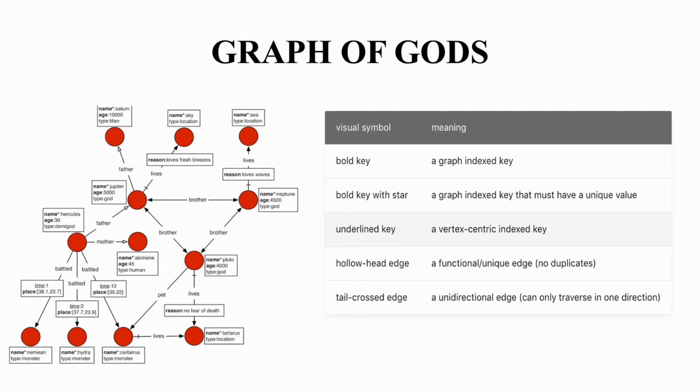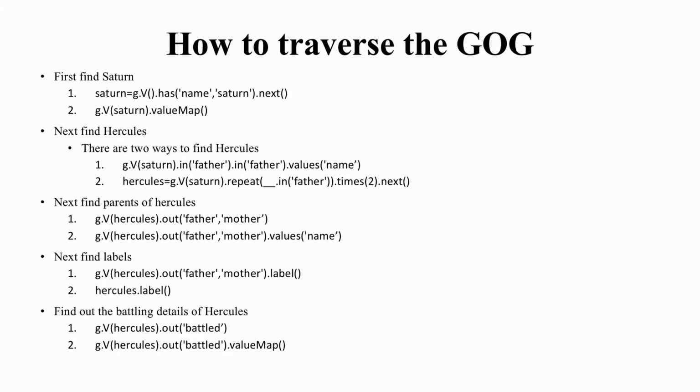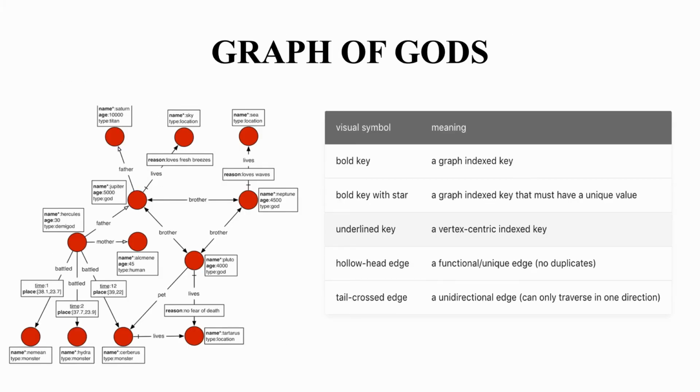So this is one such example that will help the user understand how the vertices and edges are organized in the graph. On the left-hand side is the actual pictorial representation of the graph of the gods. The first two basic entities are vertices and edges. The red dot represents the vertex, and the connecting line between two red circles is called an edge. These are the two basic entities of the graph.